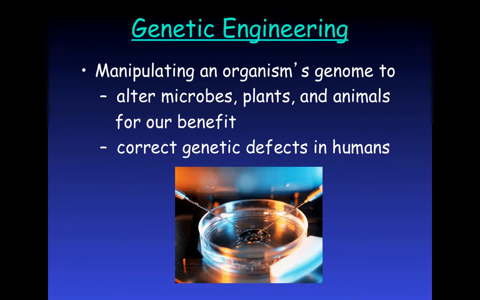Again, we look at different animals. We want to breed animals that we use for food sources that gain weight easily, that are healthy, that produce a lot of meat. And so we do that in the world as it is today. We can also use this to help correct genetic defects that we have in humans.